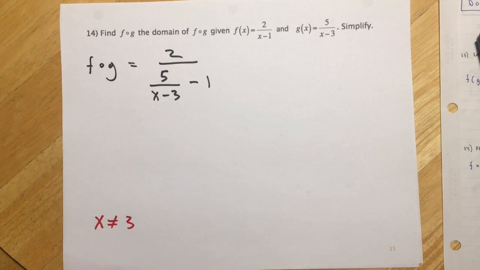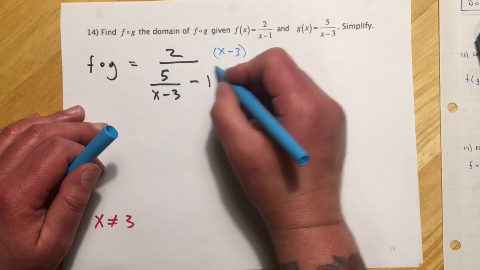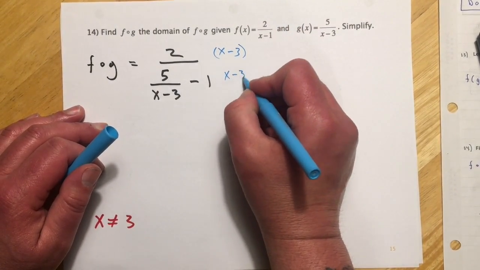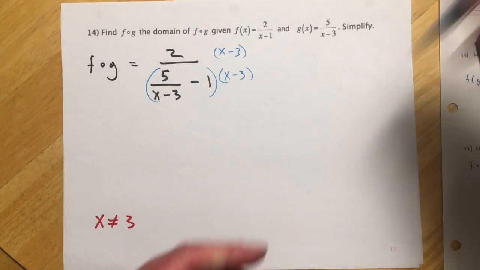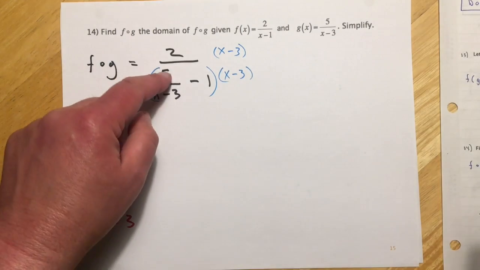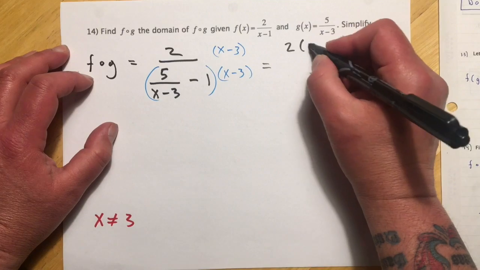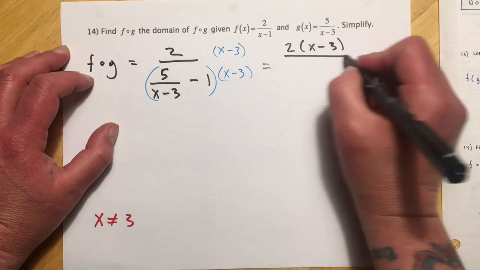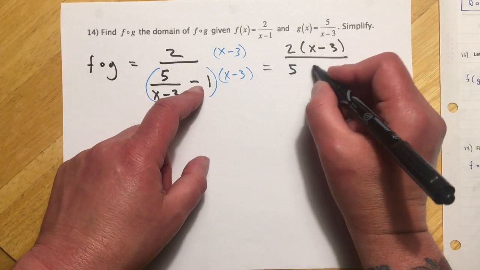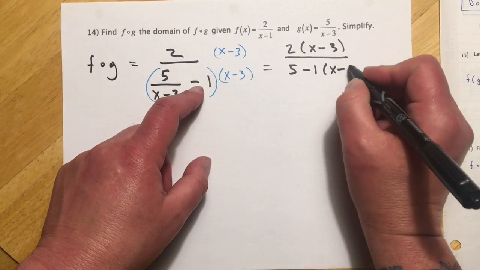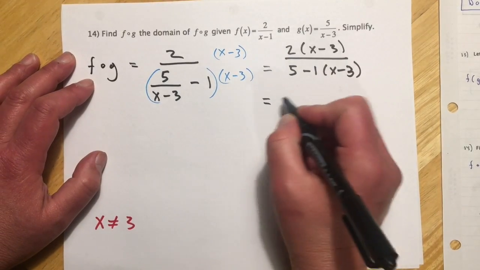And then if I simplify, I'm going to do x minus 3 and x minus 3. So here that would just cancel. Actually, numerator first, x minus 3. And then here these would cancel, leaving just the 5. And then minus 1 times x minus 3. And I just need to clean that up a little bit.